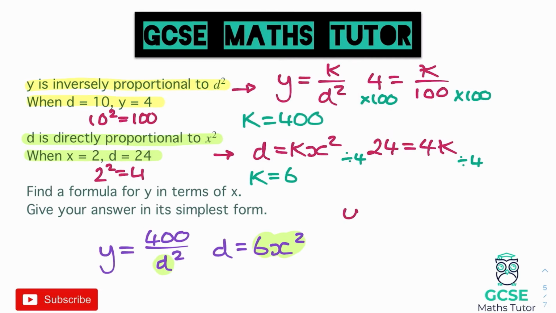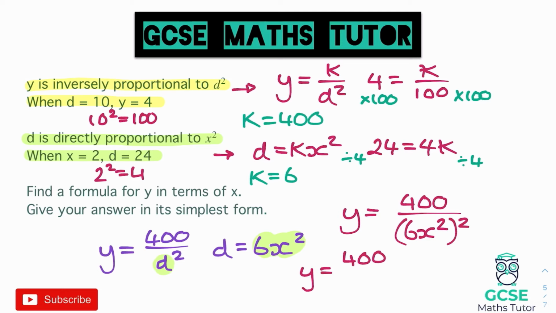So we'll get y is equal to 400 over d squared. Now d is 6x squared, so I'm going to put that in a bracket. So 6x squared, and that is going to be squared. Okay, so we're nearly done. We just need to square what's on the bottom there. So y is equal to 400 on the top, and if we square what's on the bottom, 6 squared is 36, and x squared squared is x to the power of 4. Remembering that you just times powers when they're in brackets like that. So there we go, 400 over 36x to the power of 4.